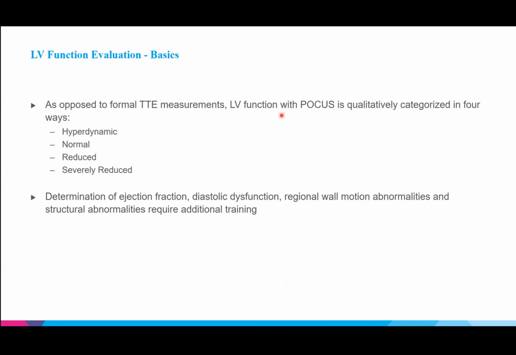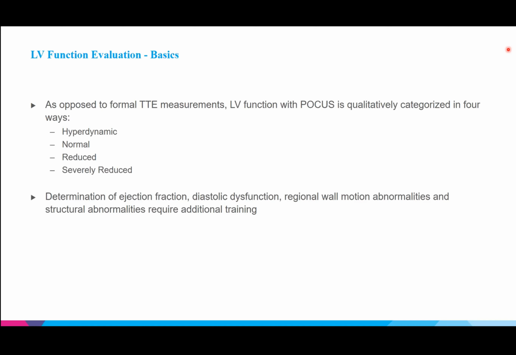So, really just the basics of left ventricular function evaluation. Obviously point-of-care ultrasound is different from formal transthoracic echocardiography, right? We're not measuring LV function in terms of an ejection fraction of 83%. We're really just qualitatively categorizing LV function as either hyperdynamic, normal, reduced, or severely reduced. These are really the only qualitative ways that we categorize it at the bedside.